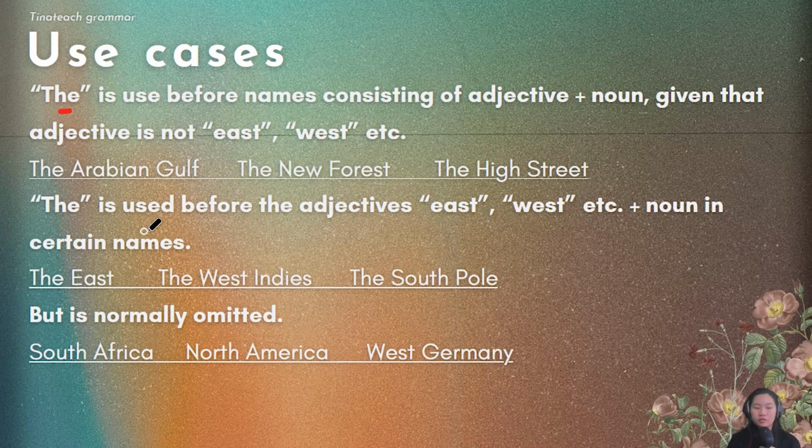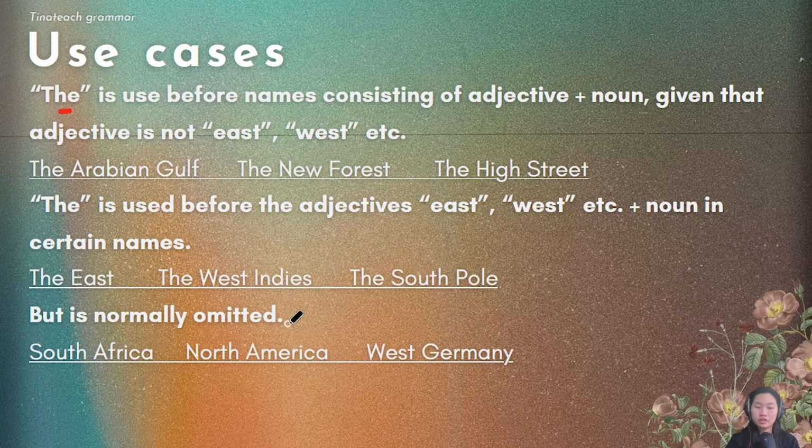Next up, the is used before the adjectives east and west. Okay, now this time we can go with east, west, north, south being adjectives plus a noun in certain names. For example, the East, the West Indies, the South Pole. Now with these, you're just telling the other person a general area, right? For example, he's been studying the history of the East, or she is really into the Western region.